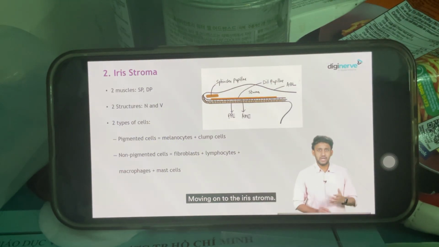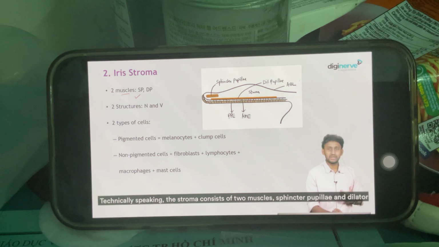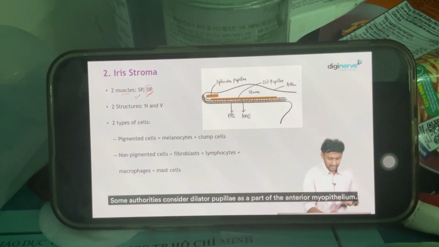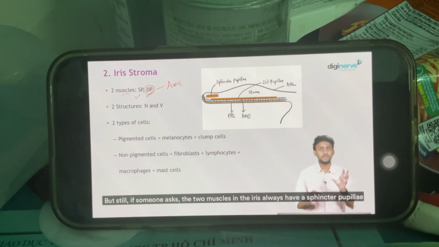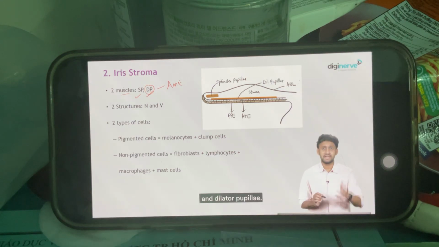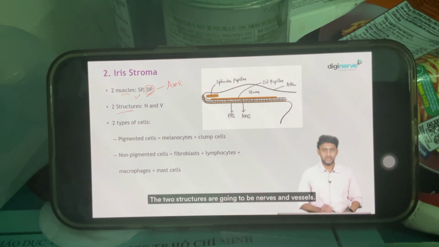Moving on to the iris stroma. Technically speaking, the stroma consists of two muscles, sphincter pupillae and dilator pupillae. Some authorities consider dilator pupillae as a part of the anterior myoepithelium, but still, if someone asks the two muscles in the iris, always are the sphincter pupillae and dilator pupillae. The two structures are going to be nerves and vessels. So you have nerves, you have vessels there.